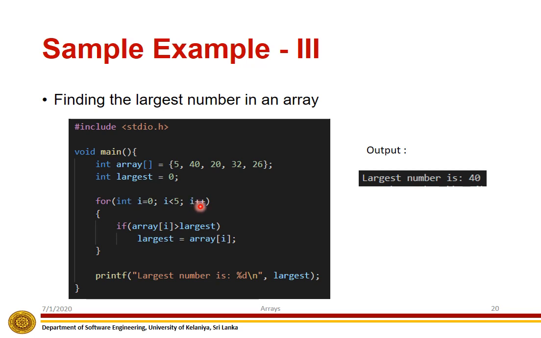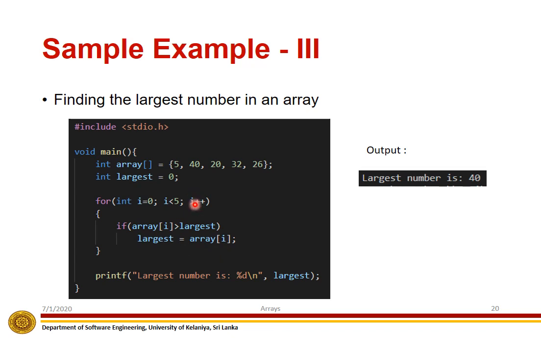Now 0 plus 1 is 1. 1 is again less than 5. Now the array at the first position is 40. The largest value now is 5, because we have assigned 5 to largest. 40 is greater than 5, so now the largest value is 40. Then again go to the for loop.